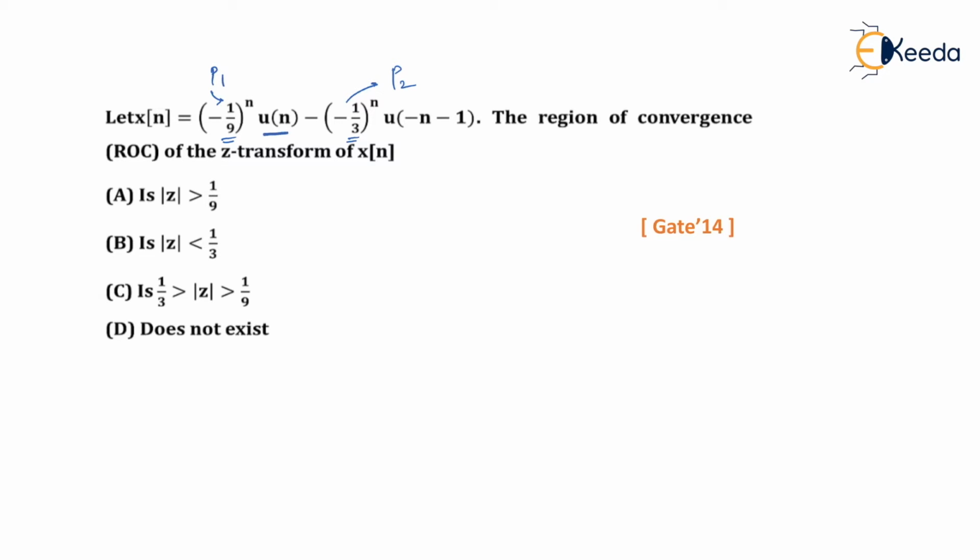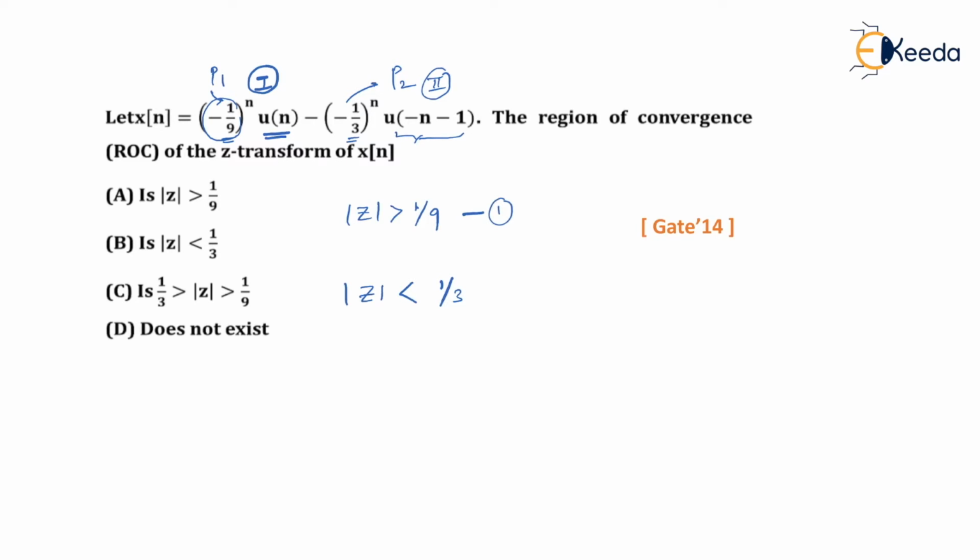Secondly, when it comes to u of n, then if you remember, mod of z will always have a greater relation with respect to the pole. So pole is minus 1 by 9, but radius cannot be negative. So I would say mod of z greater than 1 by 9 for the first signal. Let's go for the second function. Due to the presence of u of minus n minus 1, mod of z will have the lesser relation with respect to the pole value. So pole value is minus 1 by 3. We have to take a mod of it, which is 1 by 3.